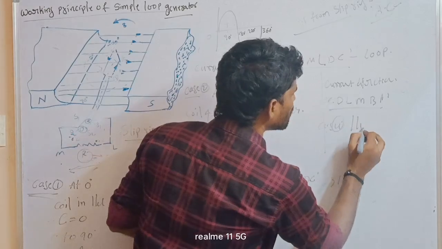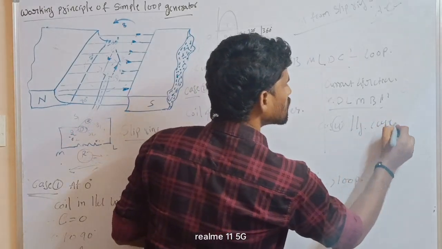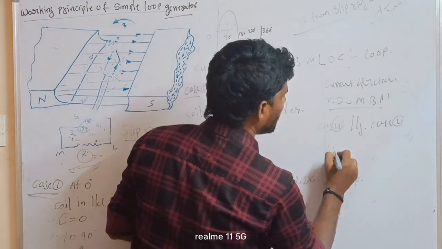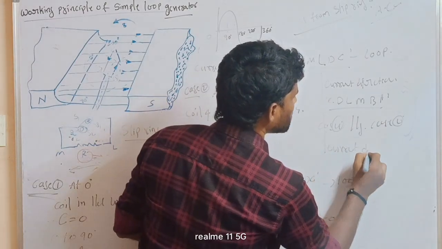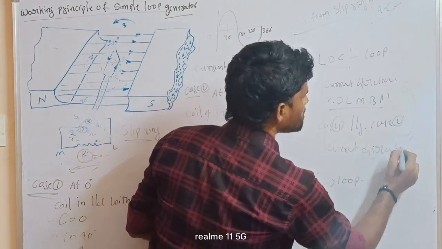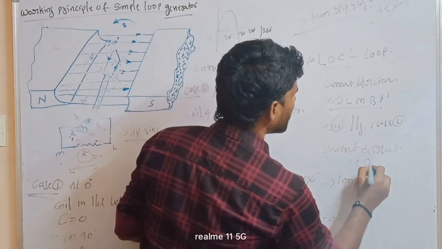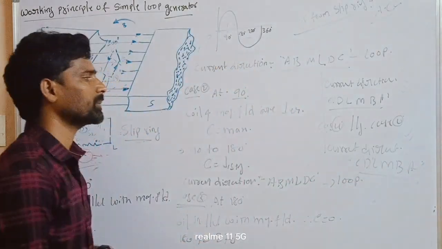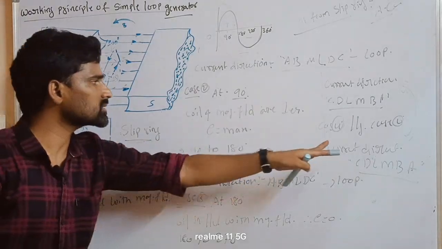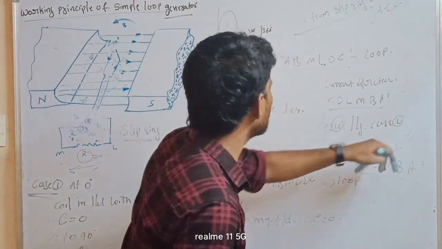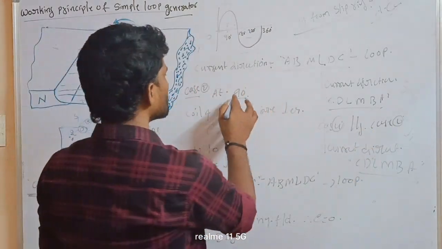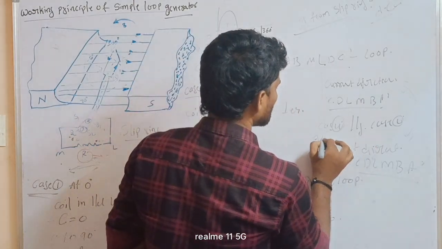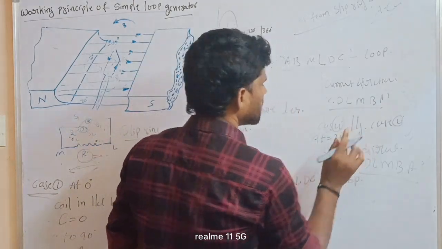Case 4 is similar to case 2, but what is the change? The direction of current will be changed. The current direction is C, D, L, M, B, A. The current direction is C, D, B, L, A. So the remaining case 4 is similar to case 2. Here, in case 2, 90 degrees is replaced with 270 degrees. That is the change.